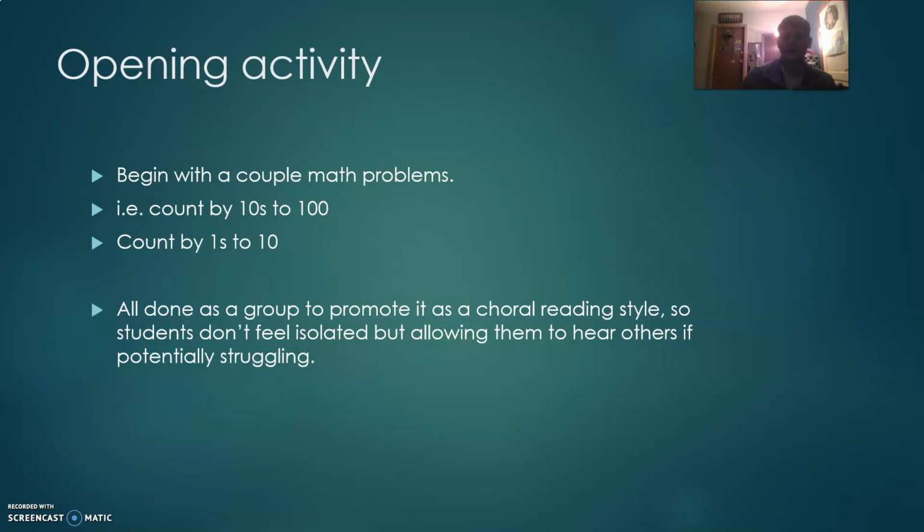When I have kids name numbers off, I'm going to have them do it as a group. That way it promotes a choral reading style. I don't want them to feel isolated, but I want to allow them to hear others. So if they're struggling, they can get a working sense of how others see it. It is important that they're comfortable. They don't want to feel like they're being isolated and picked on because they don't necessarily have the thing down.